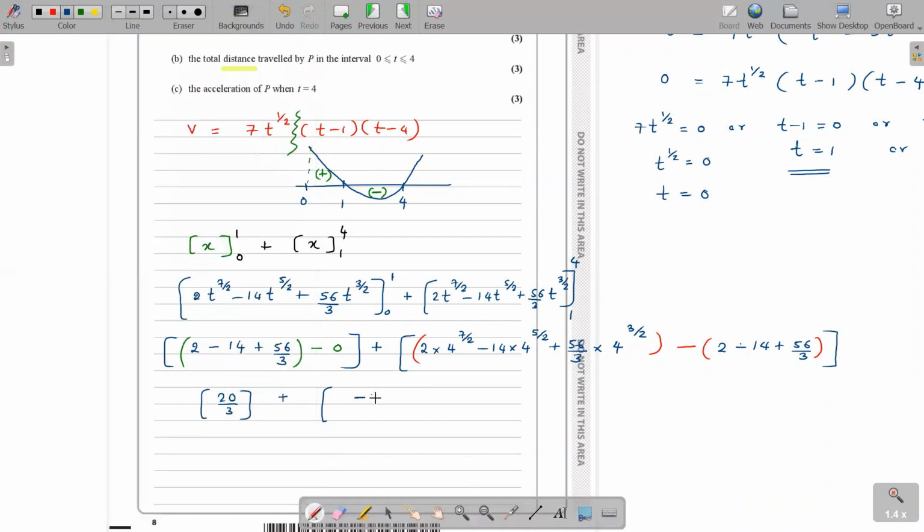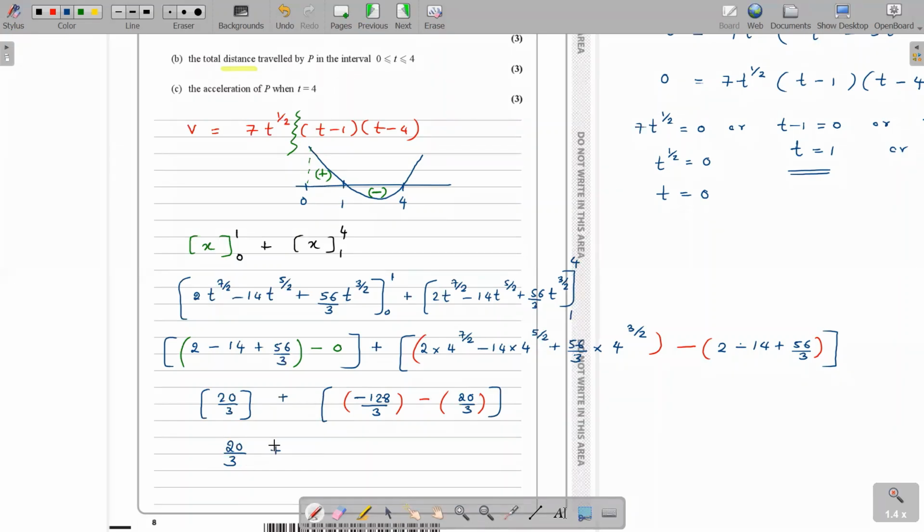The first bracket is minus 128 over 3, and then here the next part, 2 minus 14 plus 56 over 3, will be 20 over 3, right? Because that's the value I just got earlier. It's the same thing again. So I get here the displacement. This 20 over 3 is the displacement from 0 to 1.